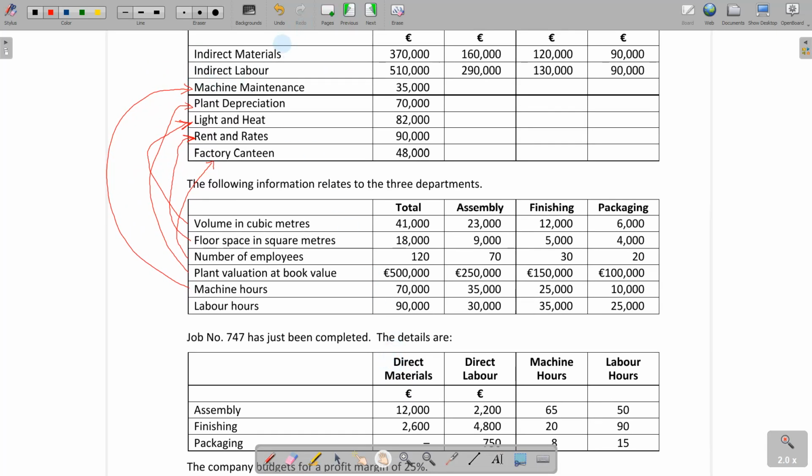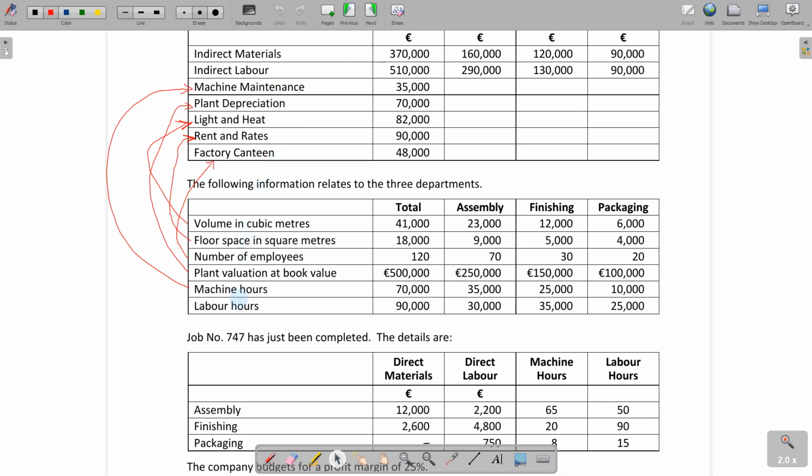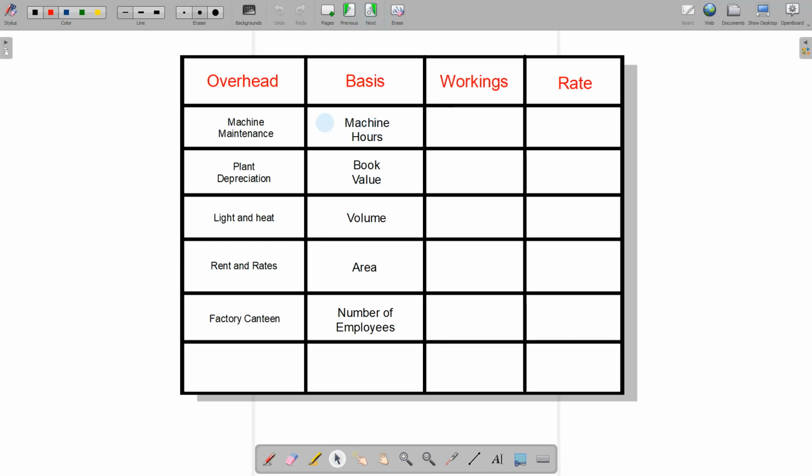So on the next page, we're going to write each one of them: machine maintenance, plant depreciation, and so on. So we have each one there now. The machine maintenance, the basis for that is going to be machine hours. Then we have book value. And then I also added the rest down here. So we have machine hours for machine maintenance, book value for depreciation of plant, volume for light and heat, area for rent and rates, number of employees for factory canteen. This is just a working, so they're going to be all of our fractions.